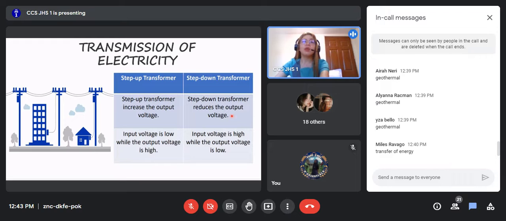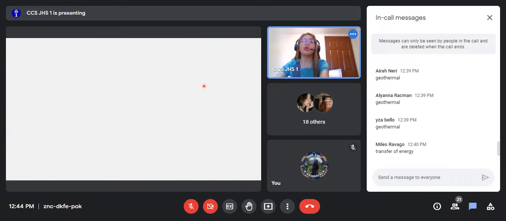Okay? So again, there are two types of transformer, step up and step down. Step-up transformer will increase the voltage output. And then for step-down transformer, it will decrease or reduce the voltage output.